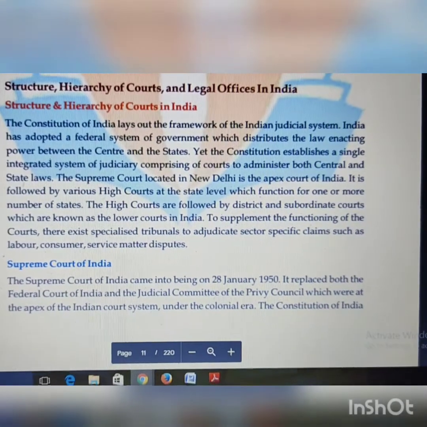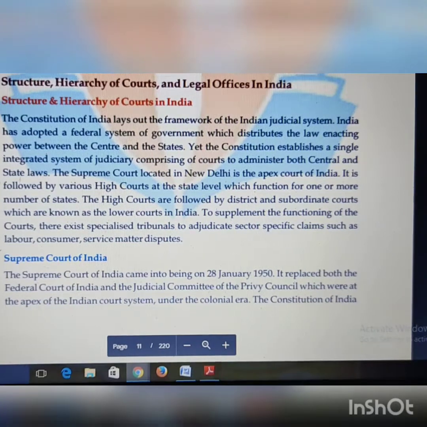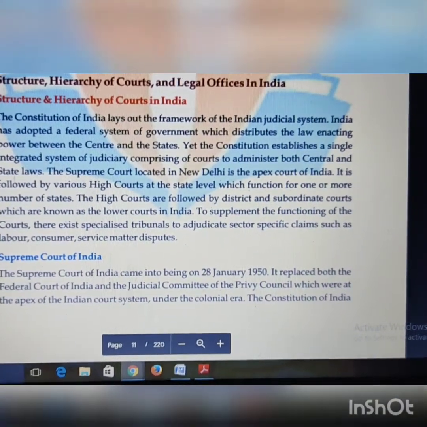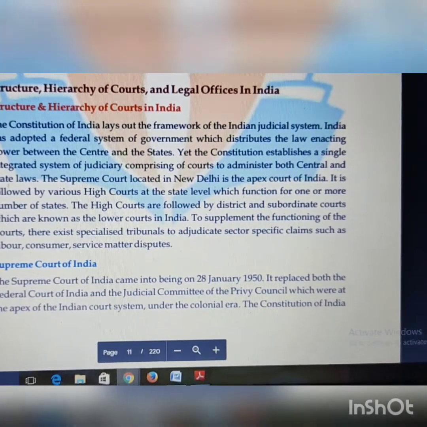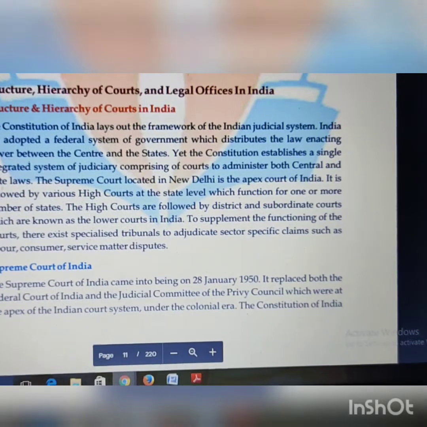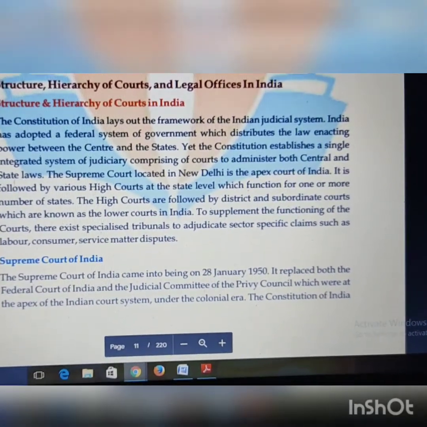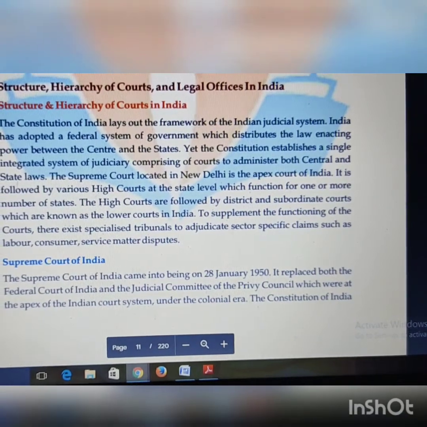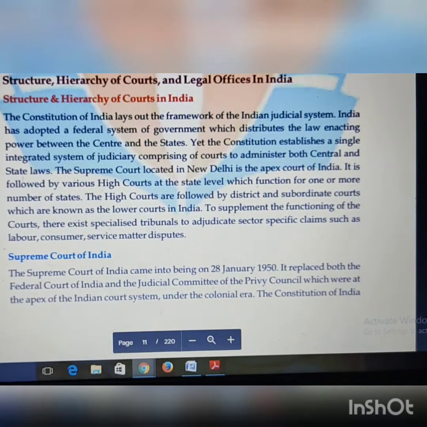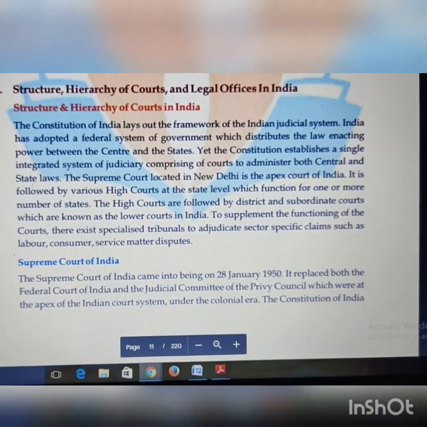India has adopted a federal system wherein there will be a central government and state governments for the different states of the country. The central government will frame laws for the whole country, and the state for that particular state. Yet the constitution establishes a single integrated system of judiciary comprising courts to administer both central and state laws. But there is a single integrated system of judiciary.